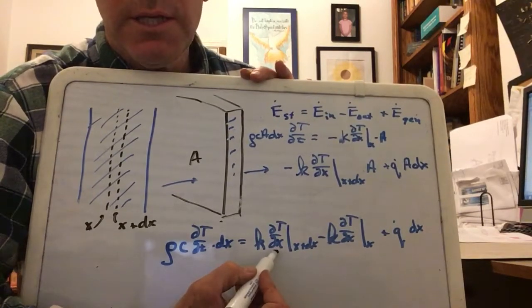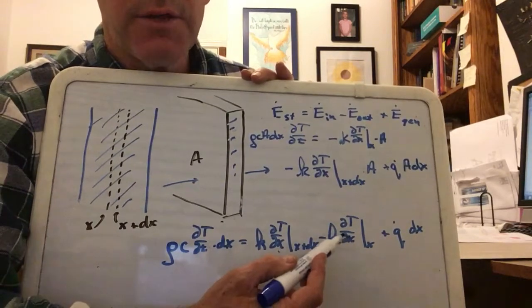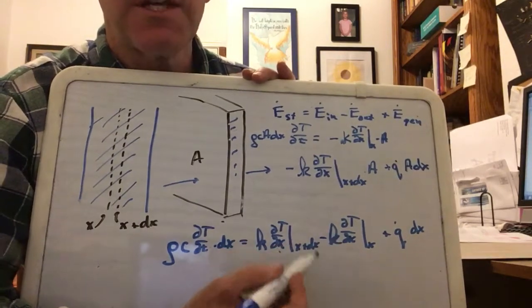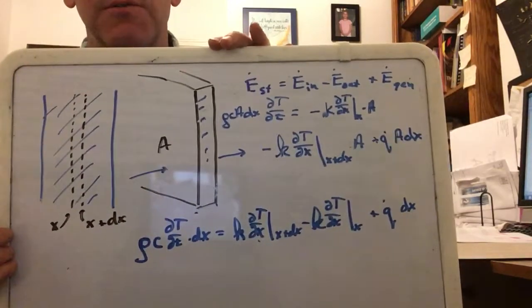If I take a look at this term right here, I've got a derivative with respect to x, another derivative with respect to x, a difference, and I divide by dx. Turns out that's the second derivative. Turns out it's going to be the second derivative. So get that up there.